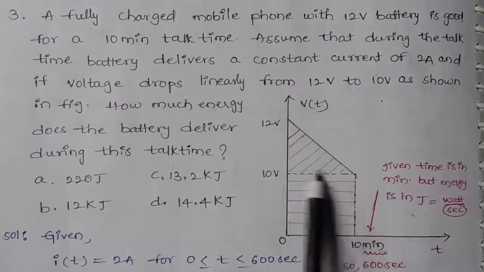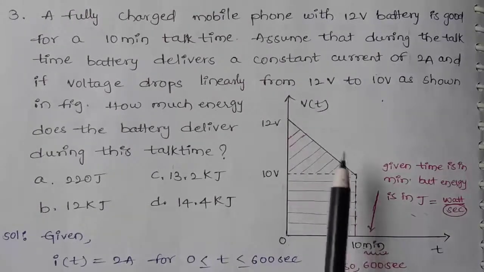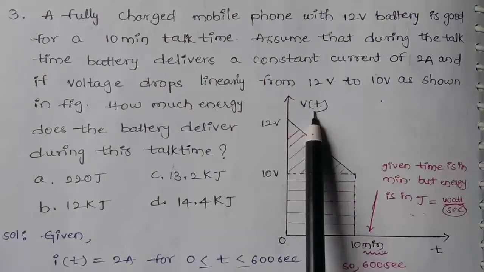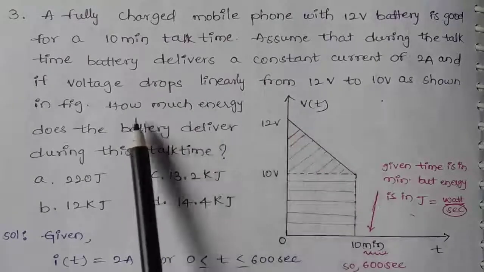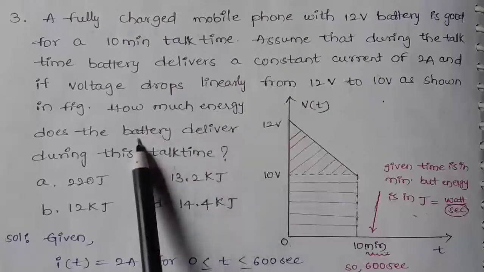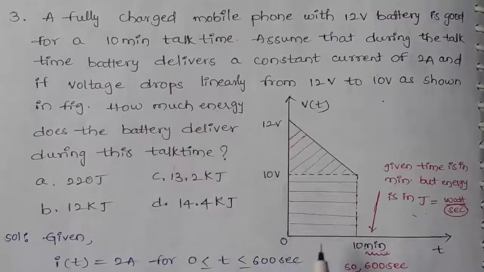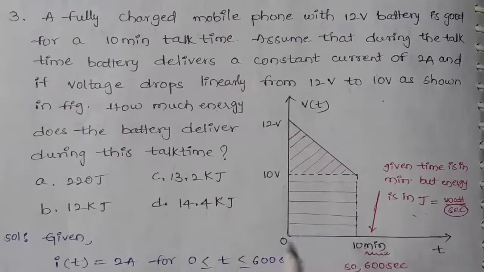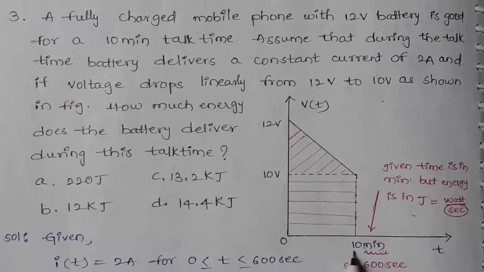These are just dotted lines. This is the actual graph of v of t, that is nothing but our voltage. Now, we need to find the energy delivered by the battery during this talk time. That means we need to find the energy delivered by the battery from 0 to 10 minutes.